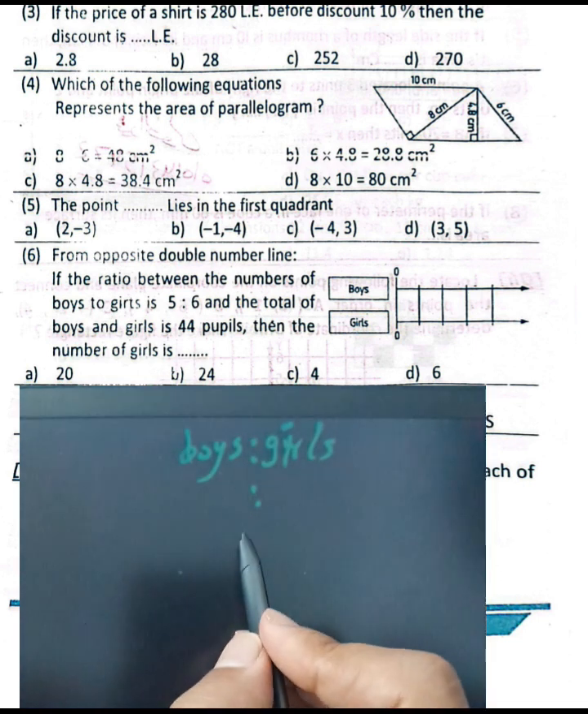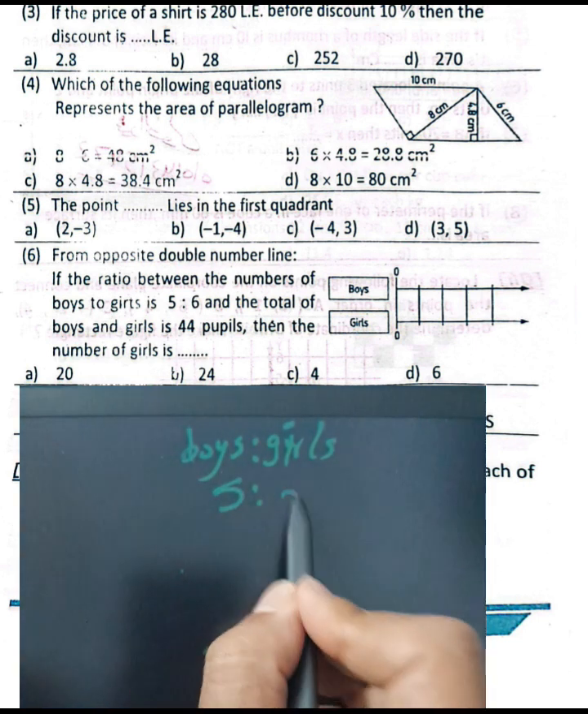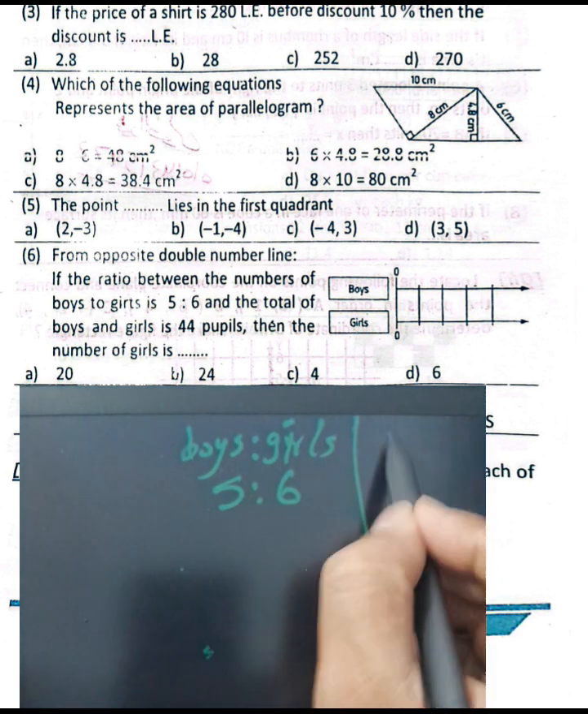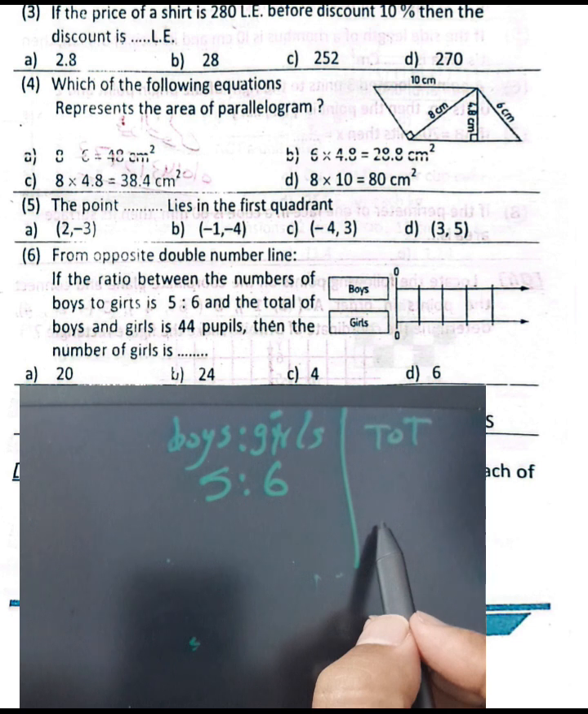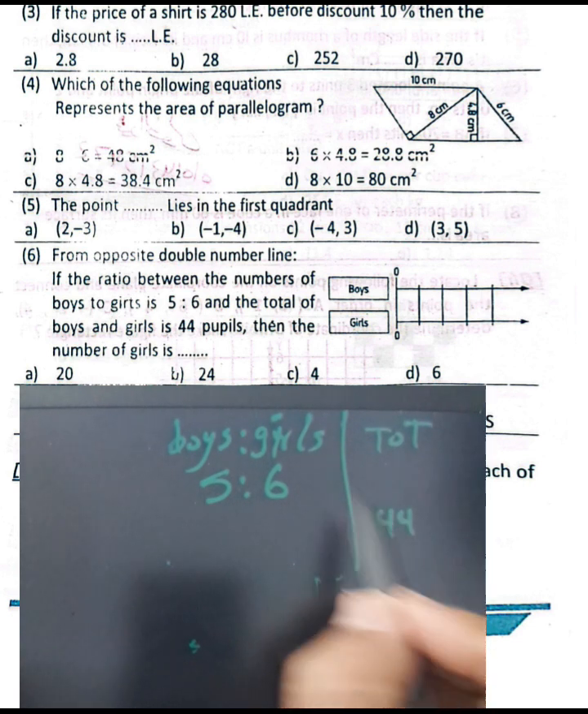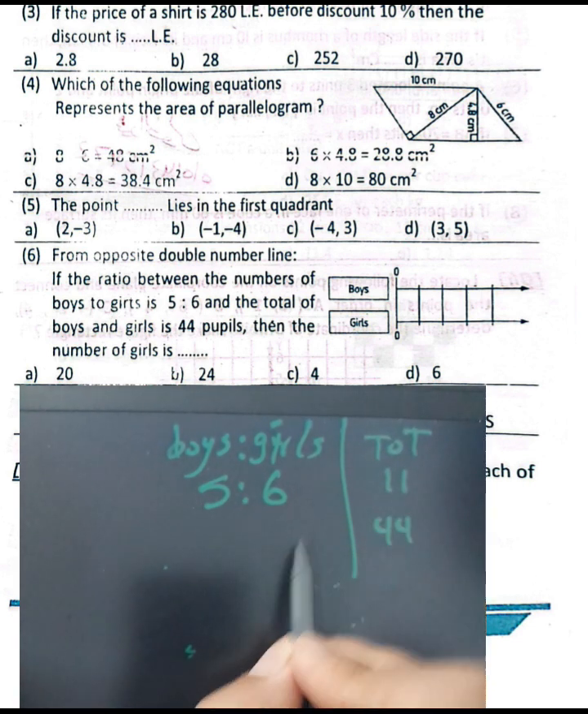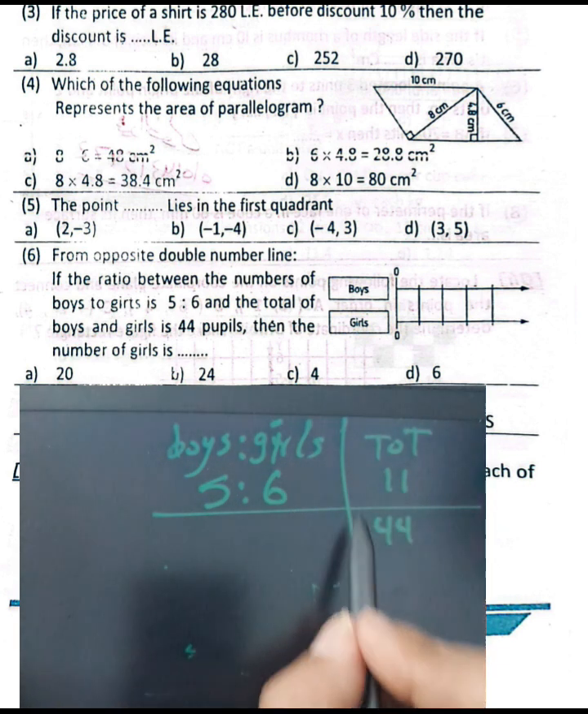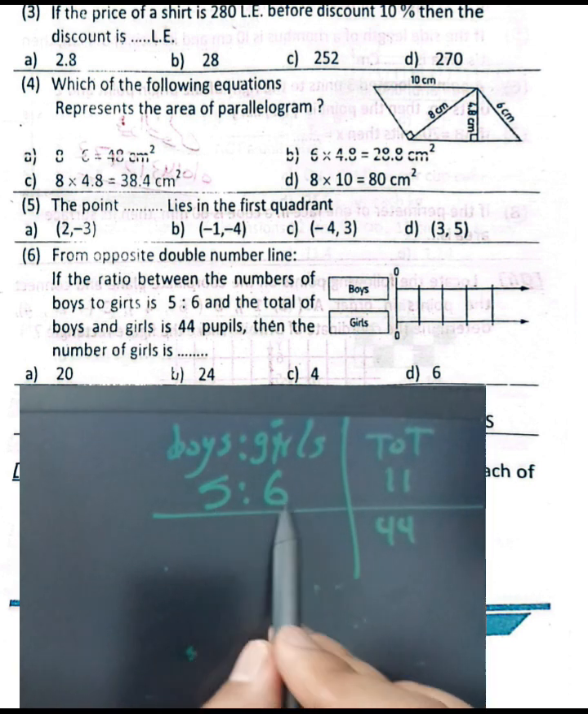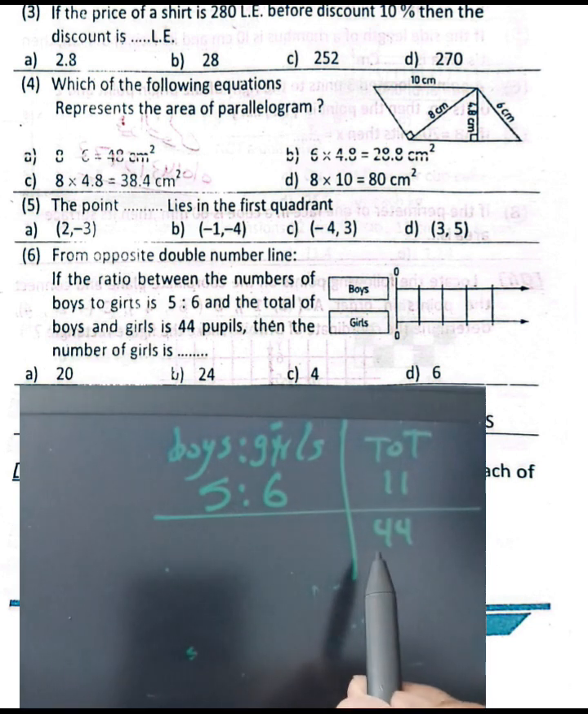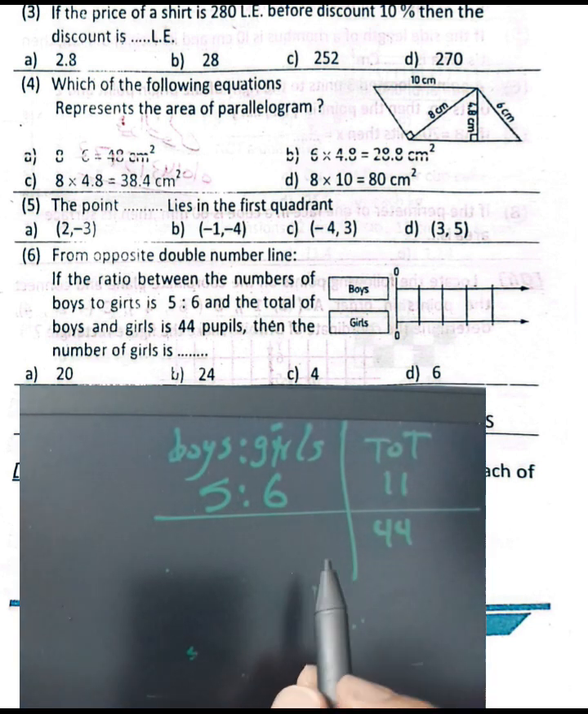The ratio between them was 5 to 6, and the total number of pupils was 44. We know 5 plus 6 equals 11. Okay, we draw the table. The ratio between the number of boys and girls is 5 to 6, and if we add 5 plus 6 we get 11, then we can find the value.